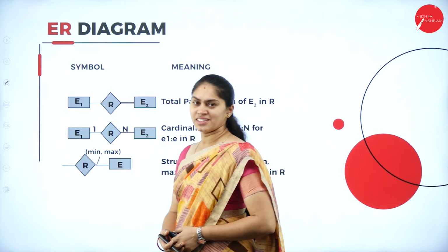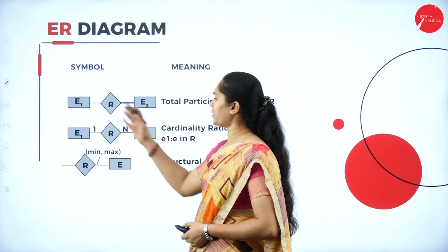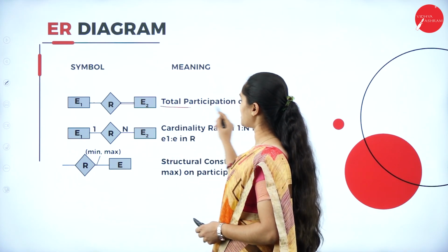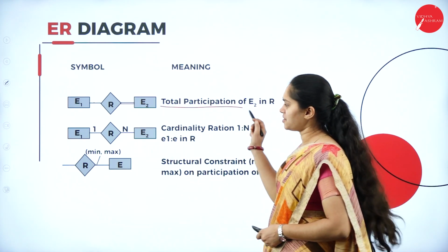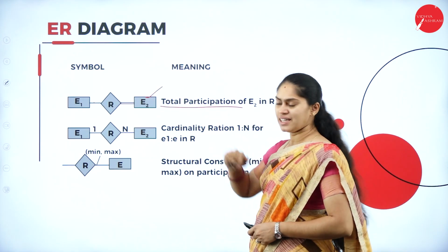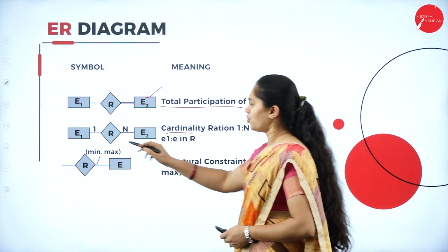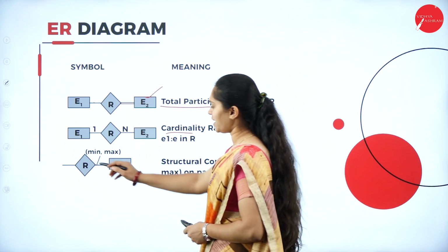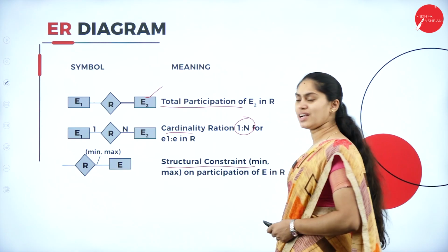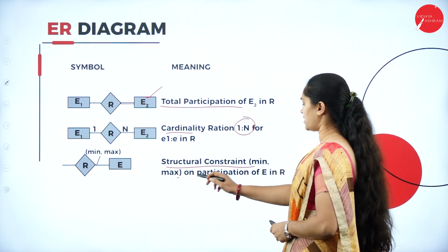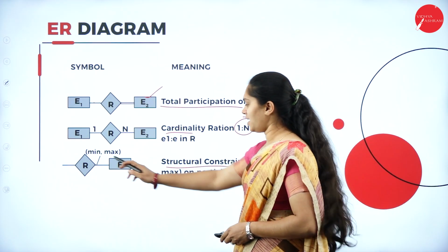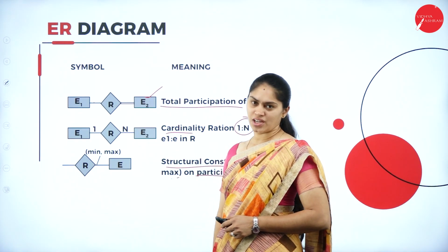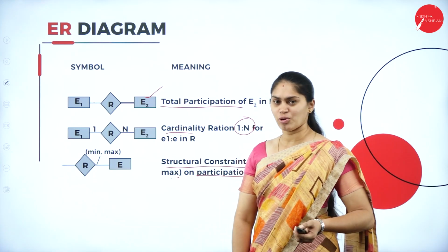Fine. We'll see the further ER diagram symbols here. Here you can see that we have a partial participation. If it is a double line, that specifies the total participation of this entity in a relationship. Next we have 1:n, that specifies the cardinality ratio, correct? Then we have min, max, that is a structural constraint. It can be minimum or maximum on the participation of E in the relationship R. So these are the different symbols and shapes we have in an ER diagram. I hope you all understood.